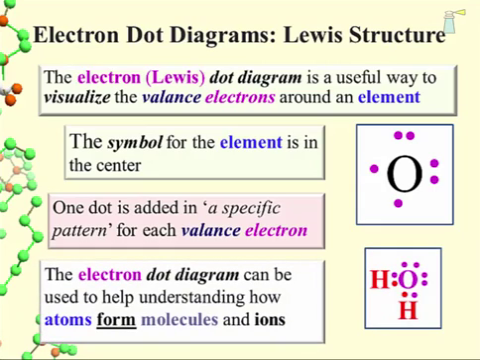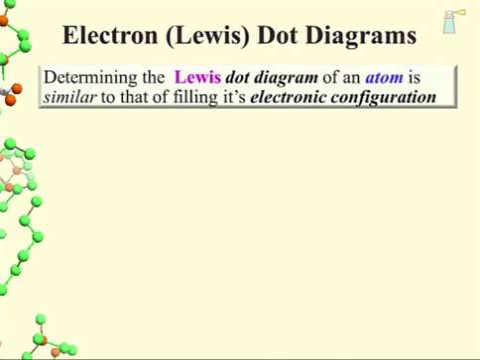Along with the octet rule and the duet rule, the electron dot diagram can be useful to help us understand how atoms form molecules and ions. But that's a lecture for another time. First, we need to be able to construct diagrams for just atoms. Determining the Lewis dot diagram of an atom is similar to that of filling its electronic configuration. It's not as accurate as an electronic configuration. Like the atom model using the octet rule, dot diagrams are practical tools.